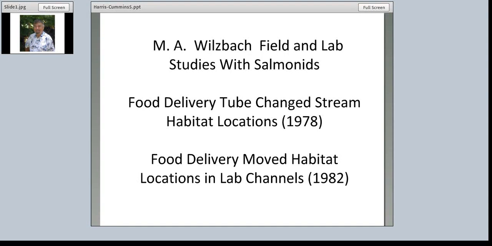As far as the importance of food, Wilzbach, in some field and laboratory studies, some really nice studies, I believe, used a food delivery tube system where he could deliver food to a location in the stream remotely so the fish couldn't see you. And by changing the location of the food delivery, you could easily change the location of the fish relative to their habitat. And she repeated the same kind of experiments in lab channels where she provided habitat and food delivery by the tube system and was able to move and maintain locations of fish relative to the food availability.